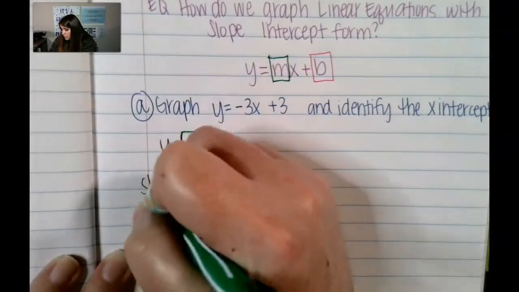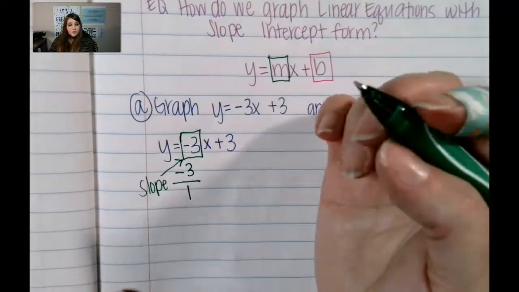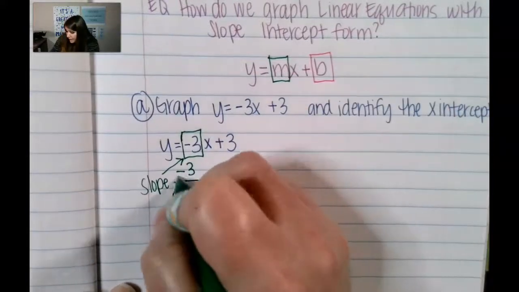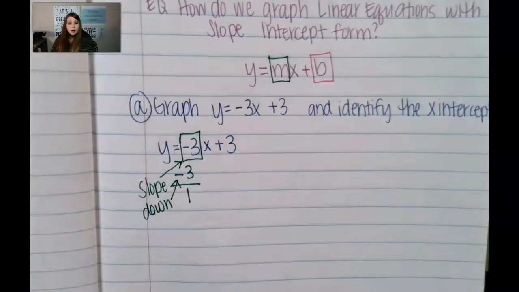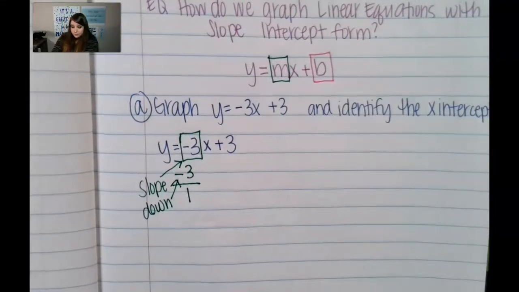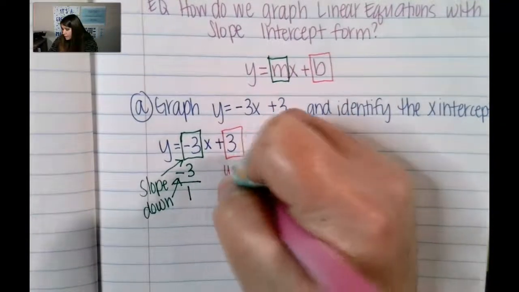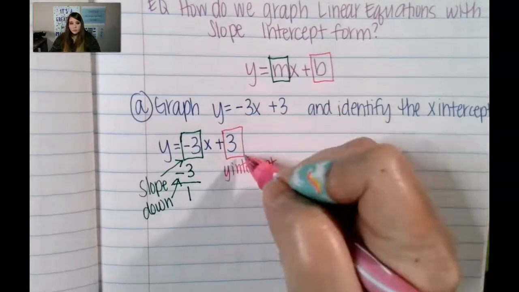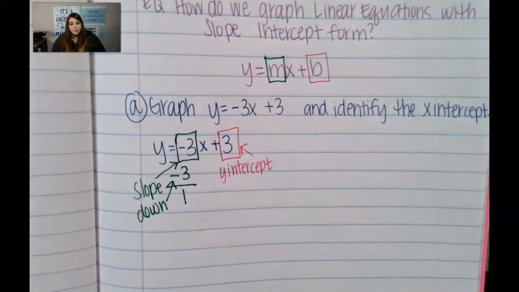So our slope is here. The other thing we also need to identify is whether this is a positive or negative slope. This is a negative slope, so this means that our slope is going to go downward. Our line will be going downward. That's really important for us to remember. Okay, the next thing we want to look at is the y-intercept. So our y is going to intercept at positive 3.